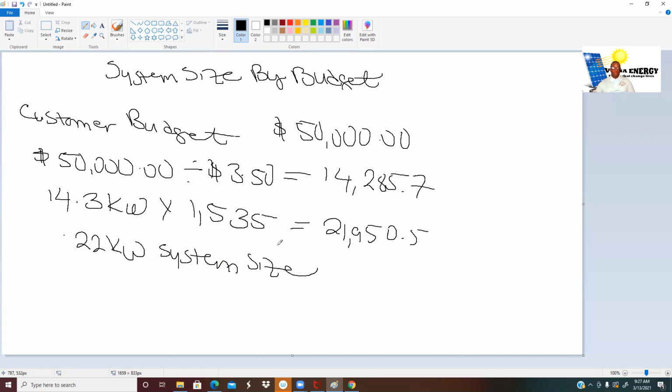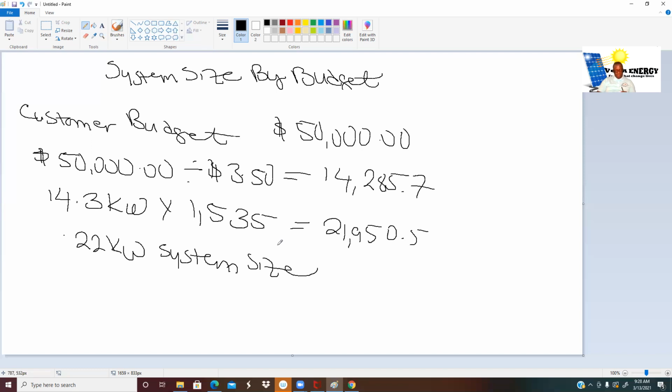So for a budget of 50 grand, when we do the system sizing based on budget, which is $3.50 per watt, that is our rate, we'll be able to install a 22 kilowatt system in that school. Now, a 22 kilowatt system, do you know how much solar panel is that? I'll tell you right now. Students should know that.